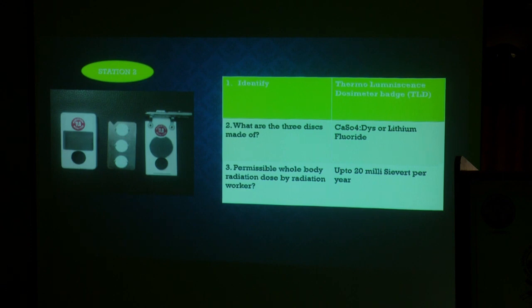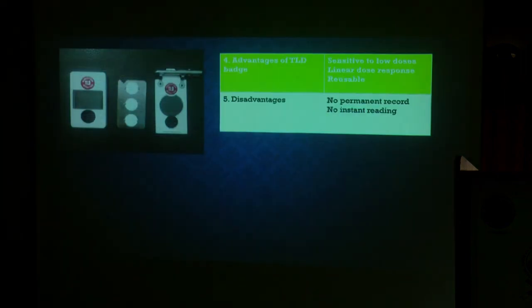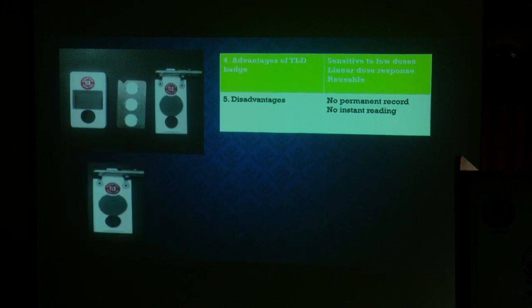And what is the permissible whole body radiation dose to the radiation worker? It is a frequently asked question. It is up to 20 millisievert per year. What are the advantages of the TLD badge compared to the film badge? It has a linear dose response, it is sensitive to low doses, and it is reusable. The disadvantages are that there is no permanent record and no instant reading like an electronic reader.